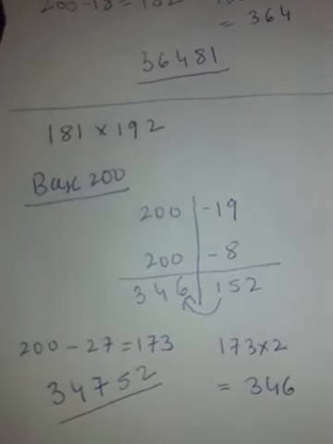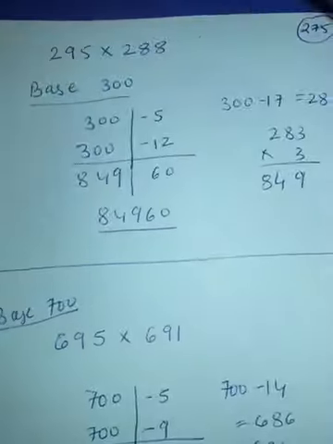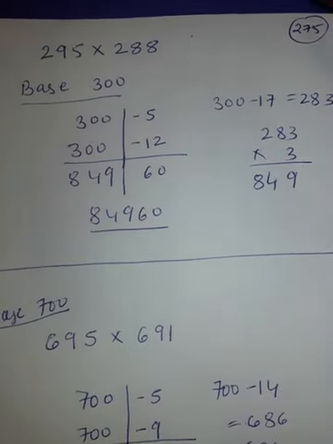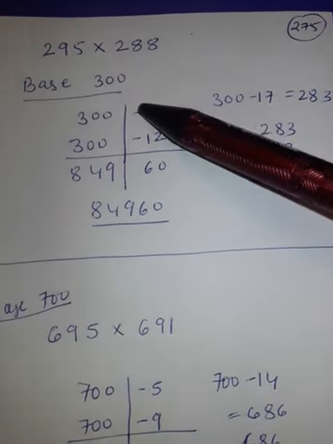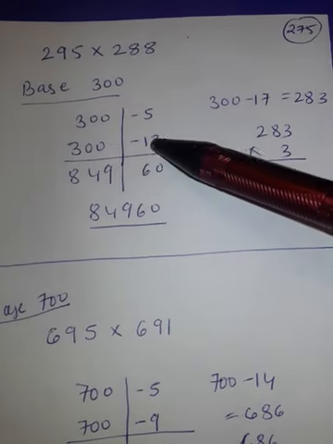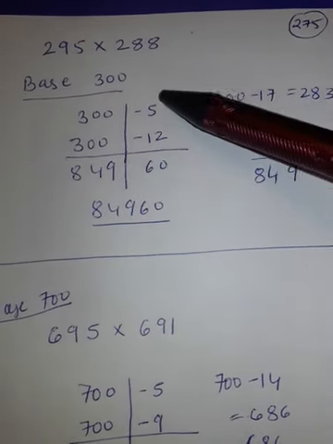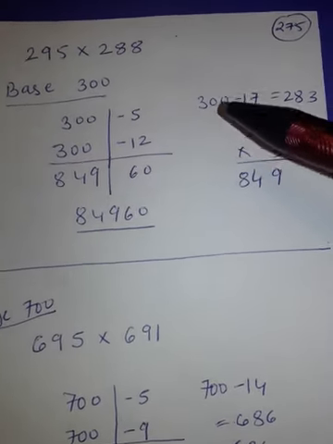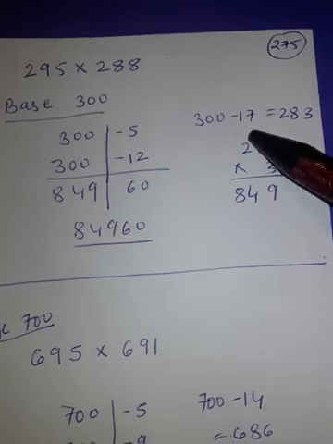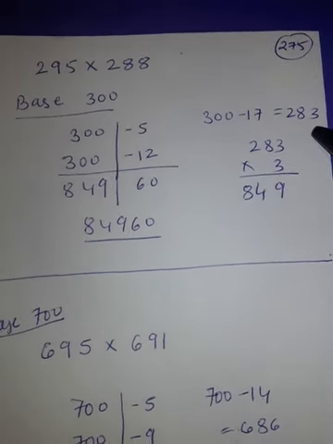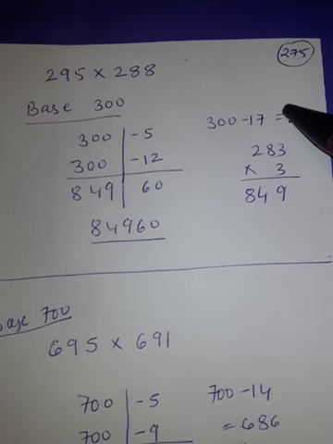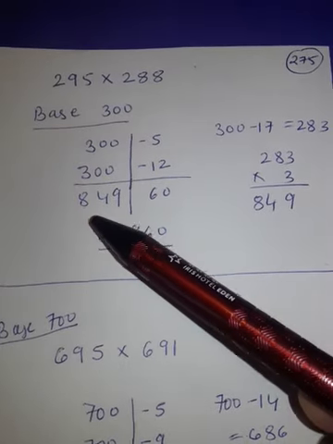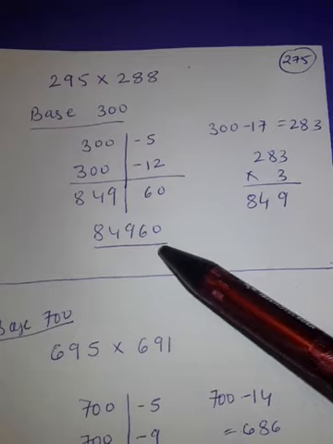Now let's solve these sums with higher bases. 295 multiplied by 288, so common base is 300. What is 295? 300 minus 5. 288 is 300 minus 12. Product of these two numbers is 60. Now add them. Minus 12 minus 5 is minus 17. So base is 300. 300 minus 17 is 283. Now since base is 300, I have to multiply this by 3. 283 into 3 is 849. And that becomes your answer.